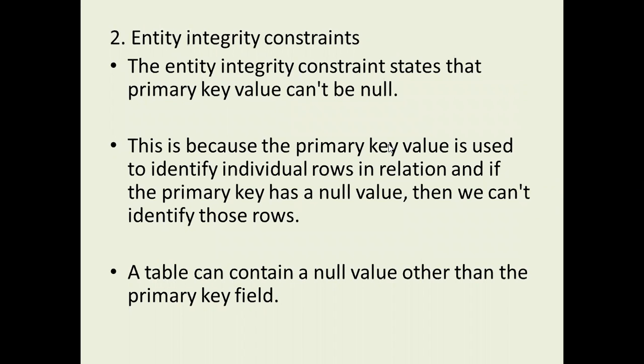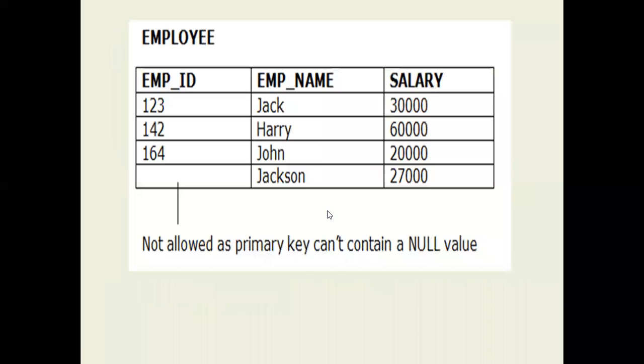entity integrity constraint. The entity integrity constraint states that a primary key value can't be null. This is because the primary key value is used to identify the individual rows in a relation, and if the primary key has a null value, then we can't identify those rows. So here we are assigning a constraint that belongs to an entity. We mention primary key. What is the purpose of primary key? It is used to uniquely identify the data in the database, and it does not allow null values. We already saw that in the previous case.